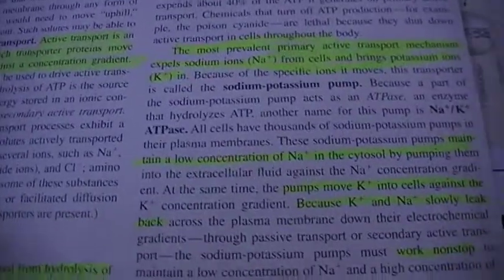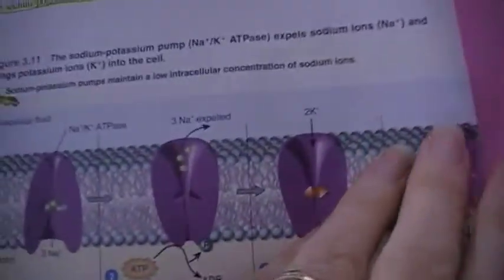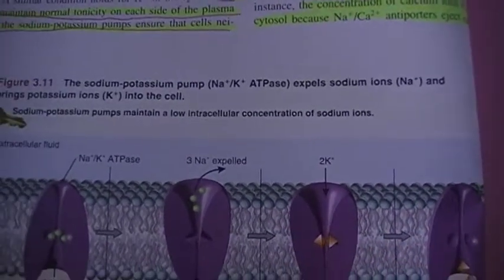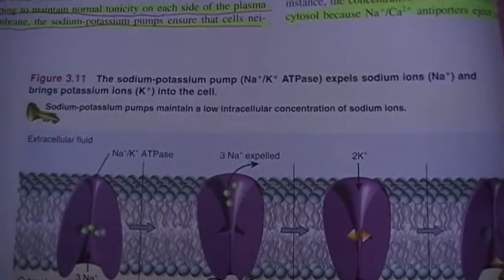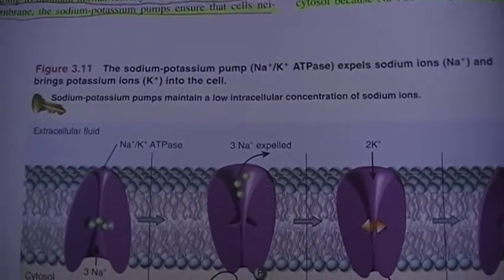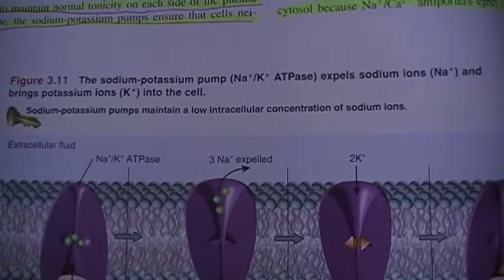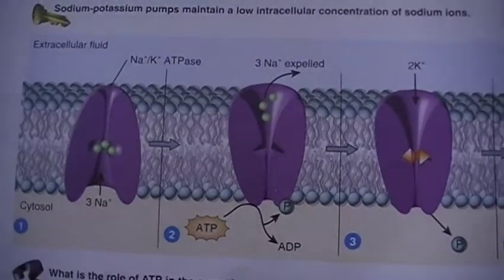What forms of active transport do we have? We have the sodium-potassium pump that expels sodium ions and brings potassium ions into the cell.